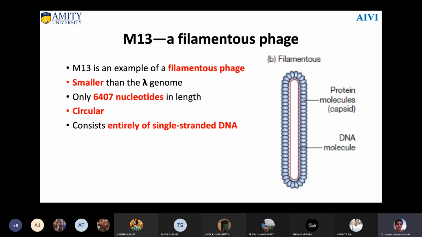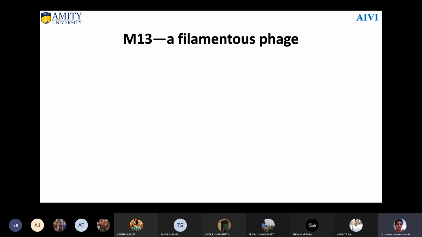So it can help you in one more way if you require single stranded DNA. If you don't need double stranded DNA and need only one strand, then M13 phage can help you. You don't need to denature it or separate the two strands. It automatically provides you a single stranded DNA. Another property is that it has a smaller genome than the lambda genome. The lambda genome was 49 kilo base pair. Here the genome size is just 6407 in length. This is a property of your M13 phage.